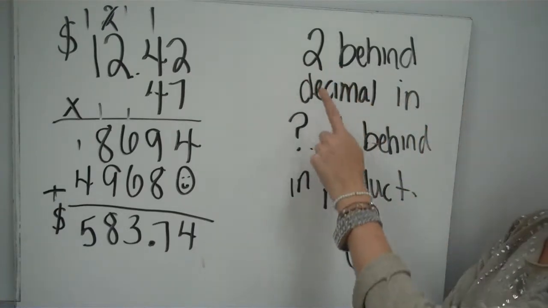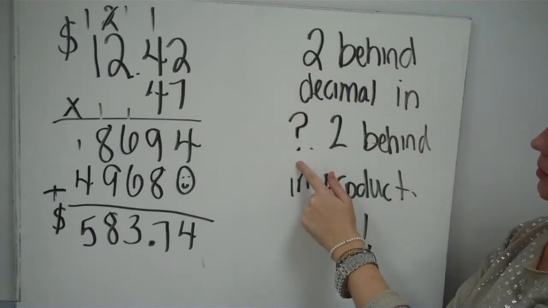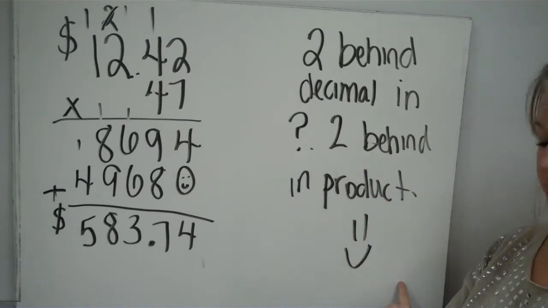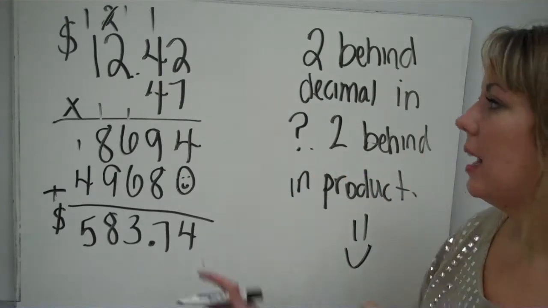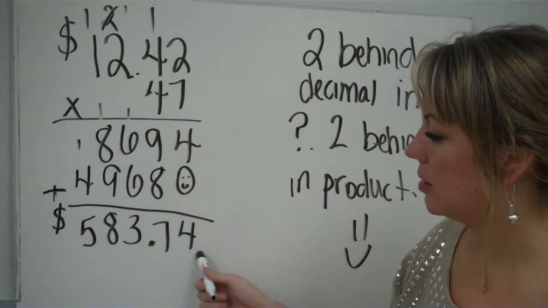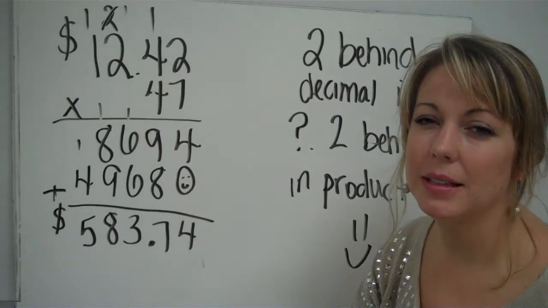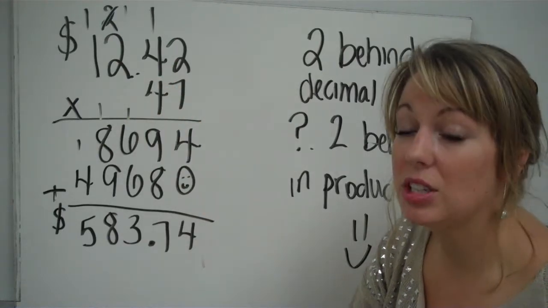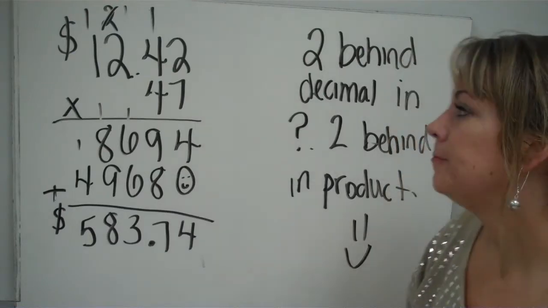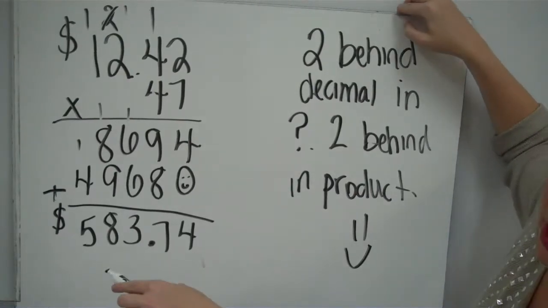Okay? I want you to write down this little tip. There were 2 behind the decimal in the question, so there were 2 behind in the product. Okay? So don't forget that while you're working and after you solve and you get down here, you're going to have to go up and count how many digits are behind decimals in your question, so you can put that total many in your product. And don't forget your dollar sign down there.